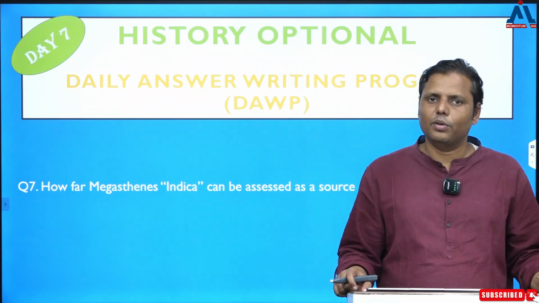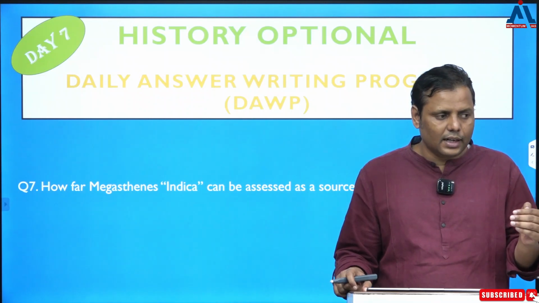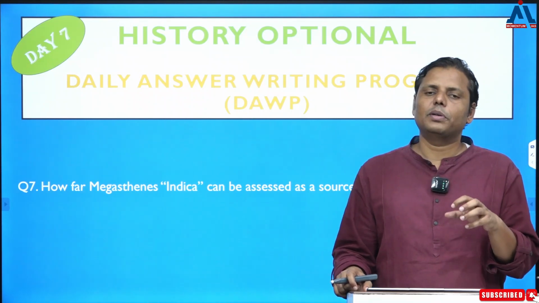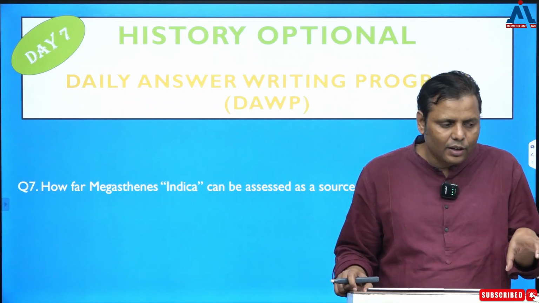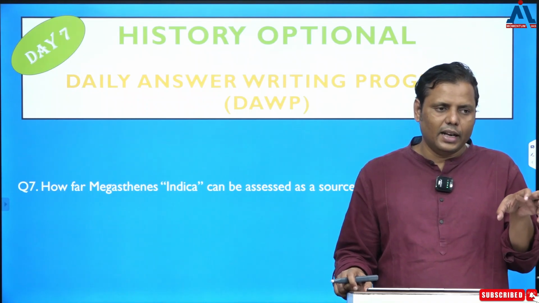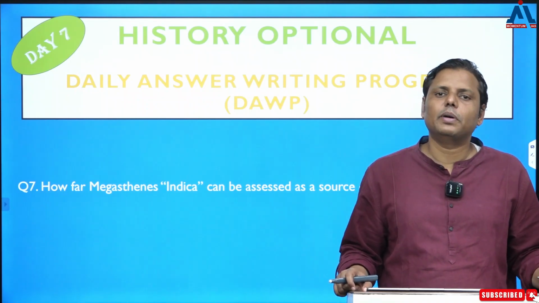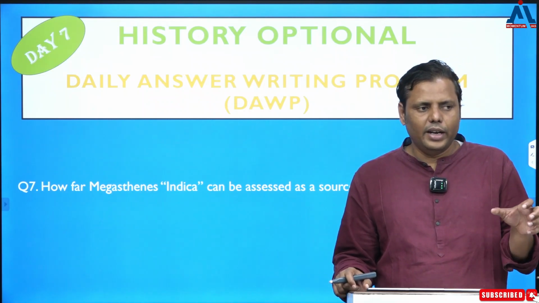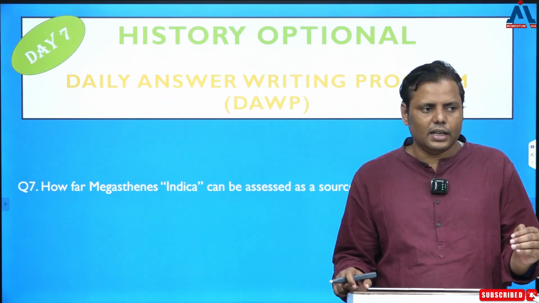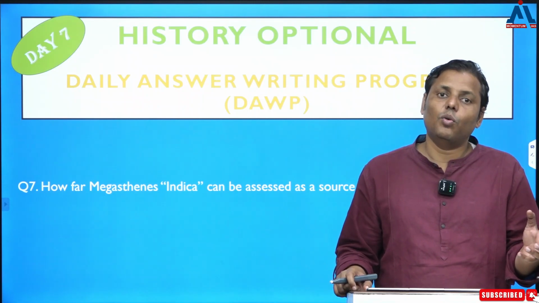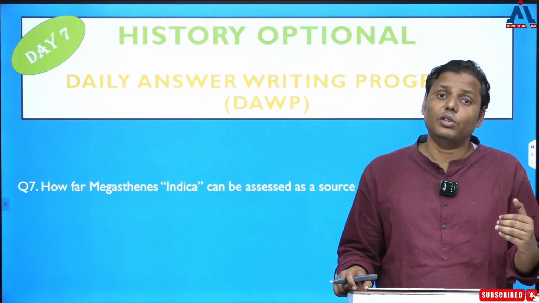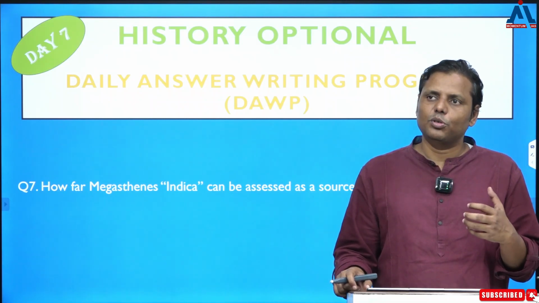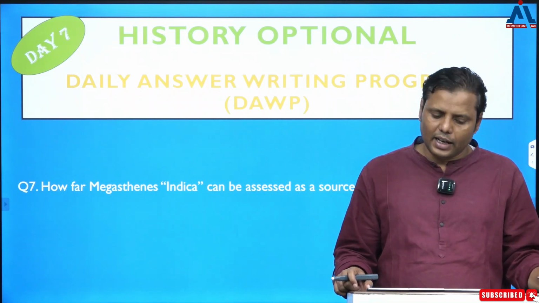The third important lacuna is that it is considered that Indica was not precisely based on observation. Being an ambassador at court, this person had limitations. He could not visit various places, and that's why he provided information mostly on the basis of what he was learning or hearing from somebody else. So when it is said it was mostly based on hearsay, that won't be incorrect.